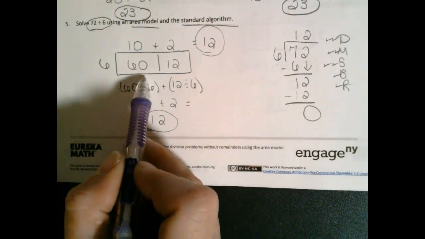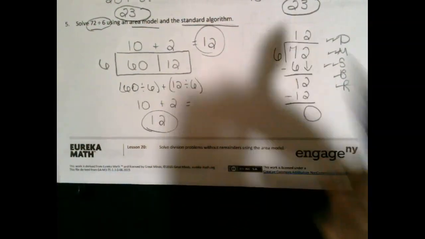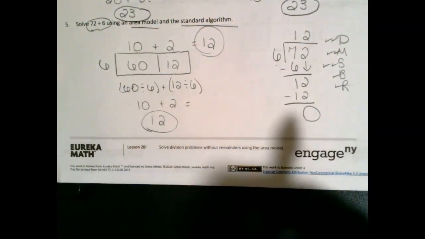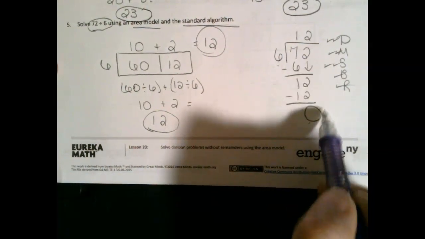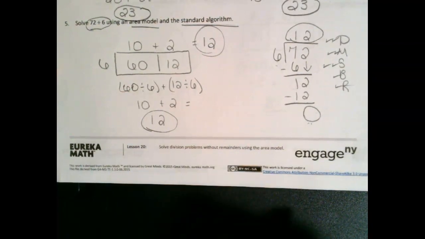And look, that's the same thing we did over here. 12 divided by 6 was 2. So I multiplied. 2 times 6 was 12. I subtracted. I had 0 left. I had nothing left to bring down. I did not have a remainder. So my quotient was 12.